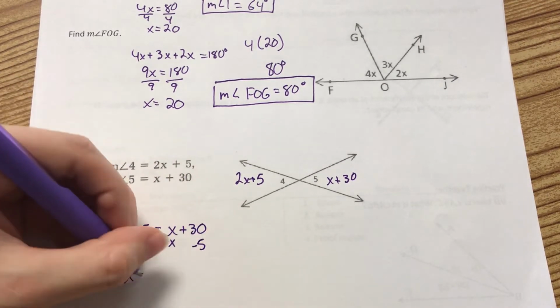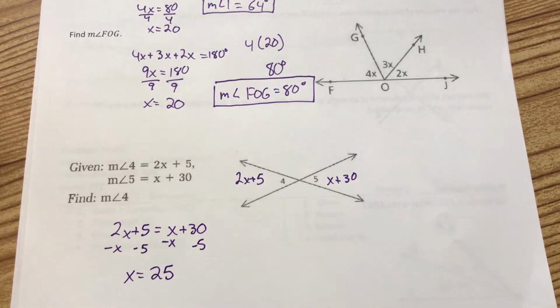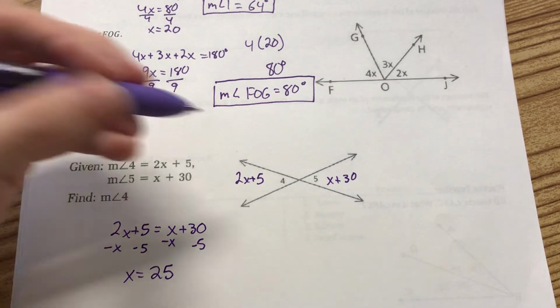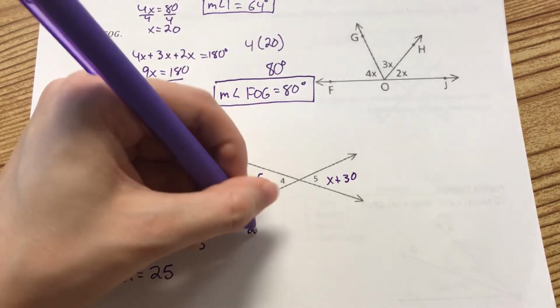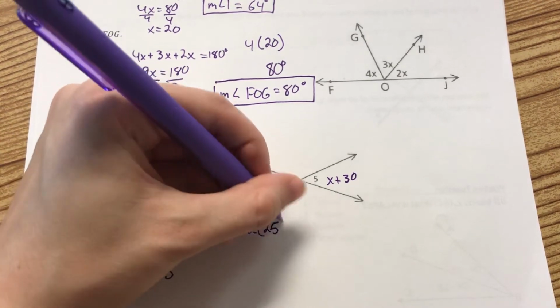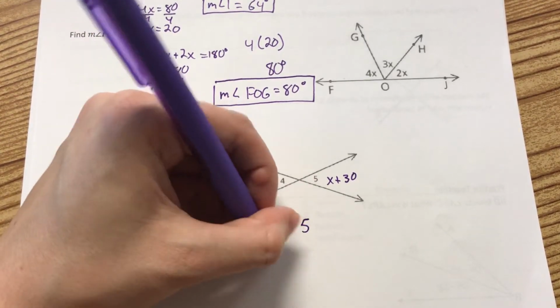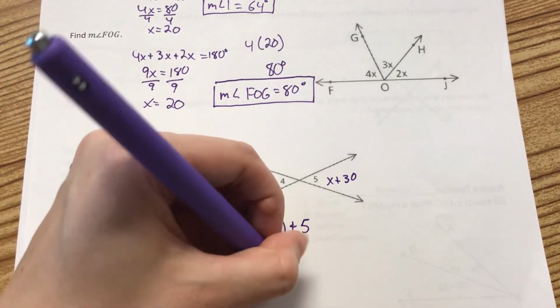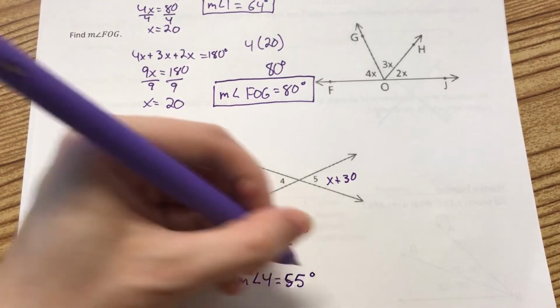And I get x equals 25. But once again, 25 is not my answer. This says to find the measure of angle 4. So I can go in here to 2x plus 5 and put that in. 2 times 25 plus 5 gives me 55. So the measure of angle 4 is equal to 55 degrees.